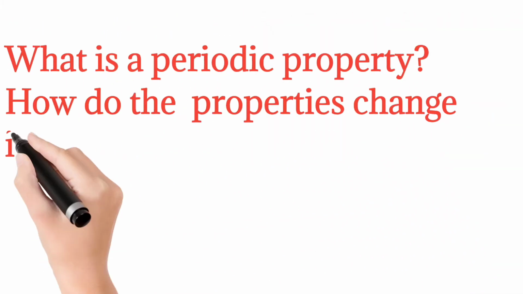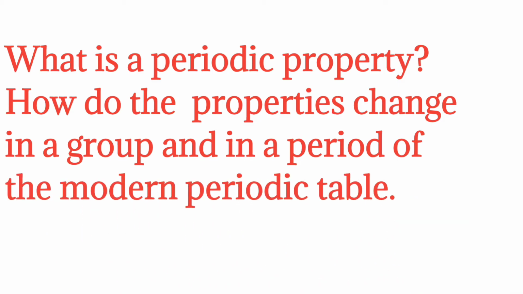Okay, the next question is: what is a periodic property? How do the properties change in a group and in a period of the modern periodic table? What is called a periodic property, and how will the properties change in groups and periods in the modern periodic table? This is very important. For this, you have to remember one table.